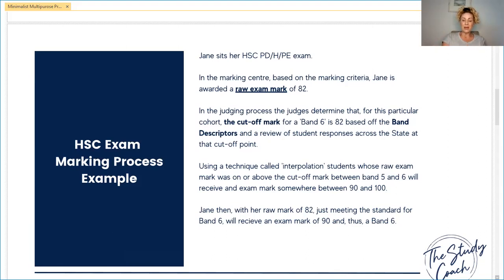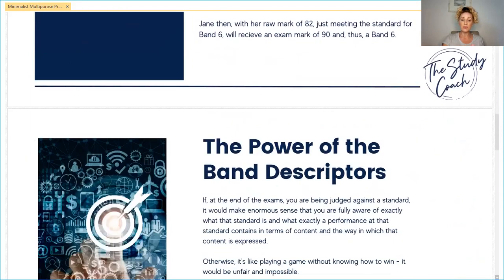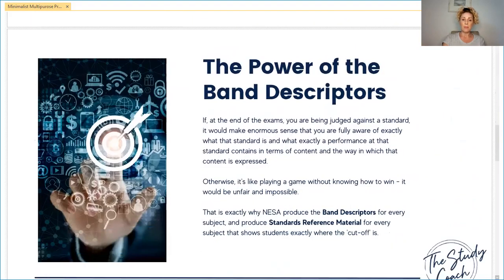So based off that then, if our band descriptors are one of the key facets in determining our end result, our goal band, then it makes sense that we really know those in detail. And unfortunately, it seems that lots of students don't. So let's have a look at the power of the band descriptor and the role that they play. So what we've said, at the end of the exams, you're being judged against a standard. Your mark matters. You want to be competitive in your mark, but that standard is what's going to come into play as well. So it makes sense to be really, really aware of that.